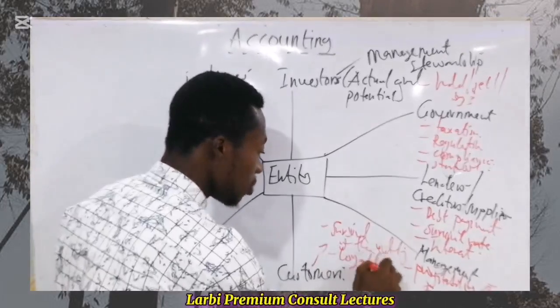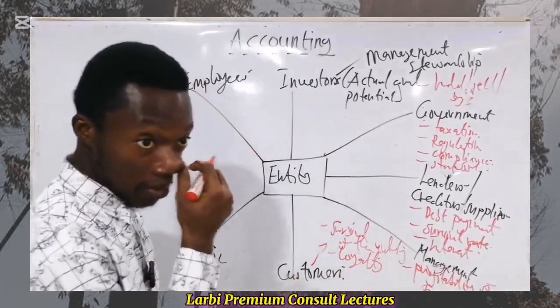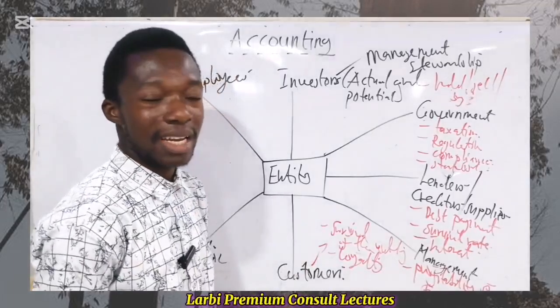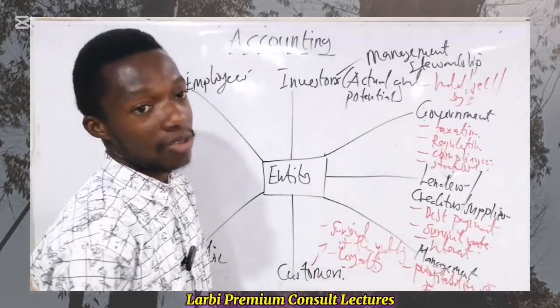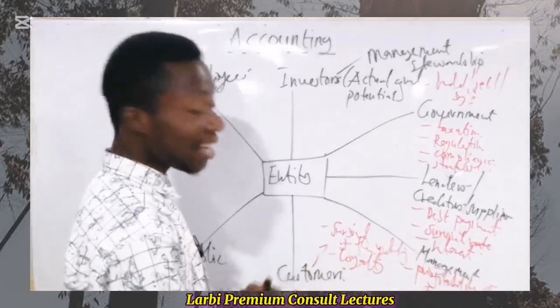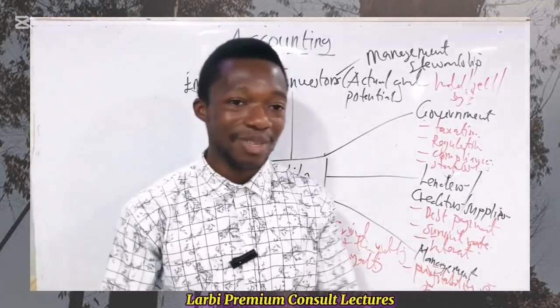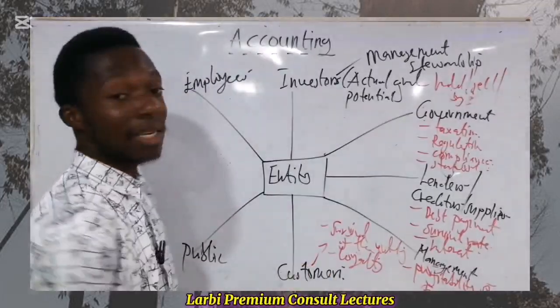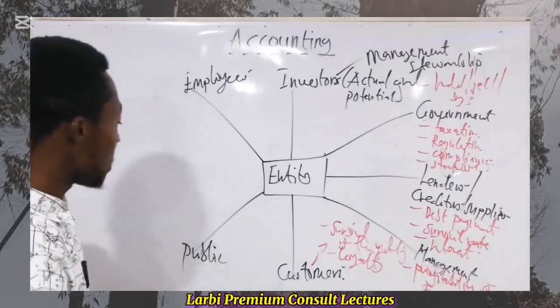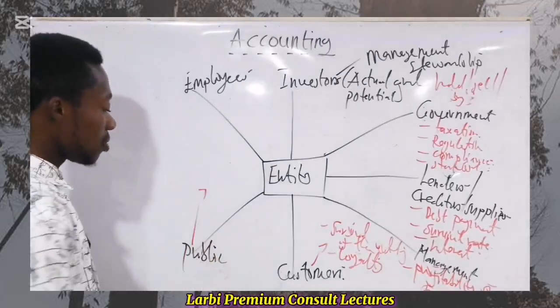Generally, they are also looking out for loyalty. Loyalty of what? The business, whether they can work with them for a longer period of time. How loyal is the business? Based on the accounting information or the financial statement, we can determine the loyalty of the business going forward.